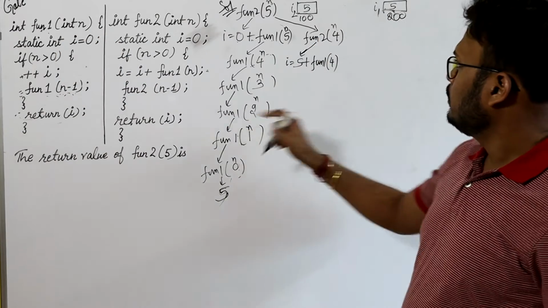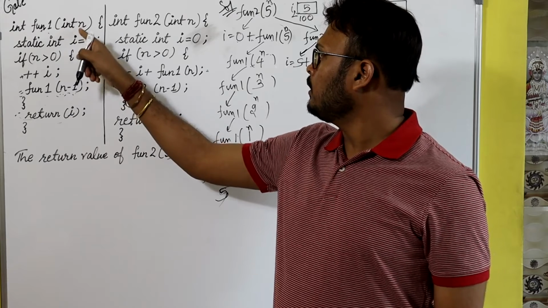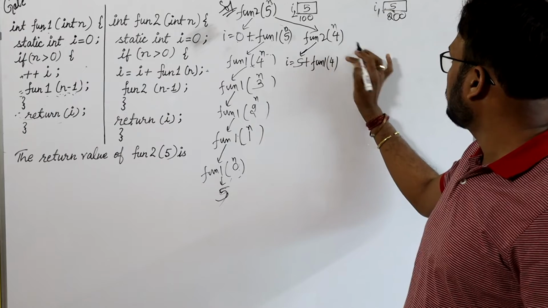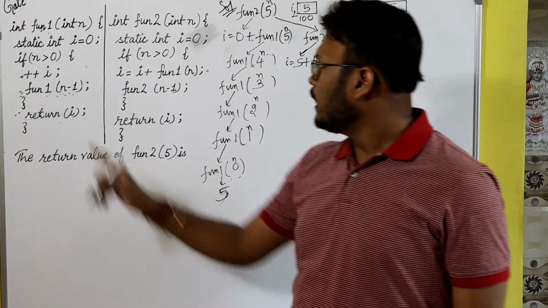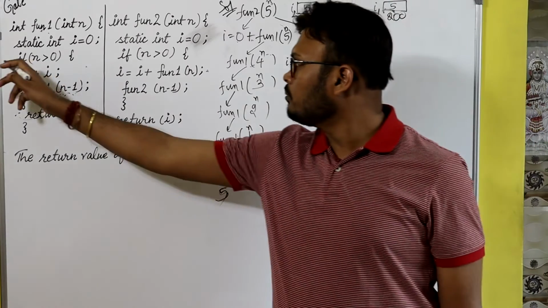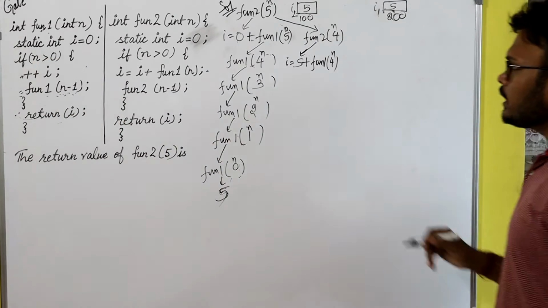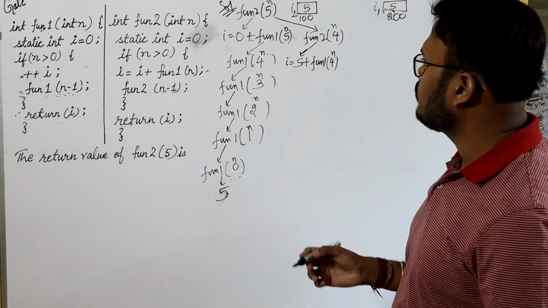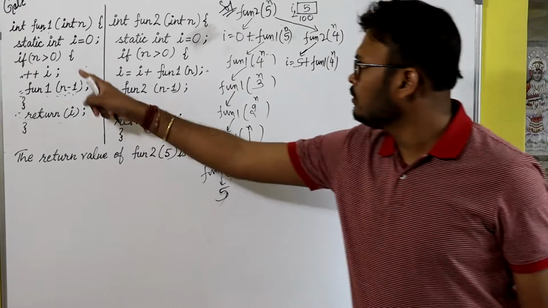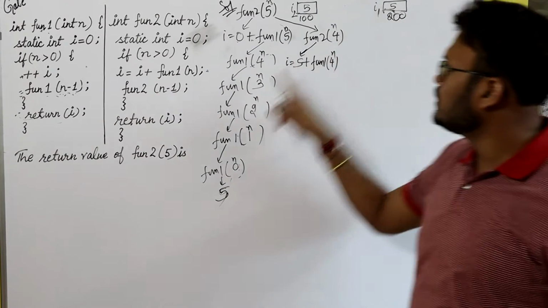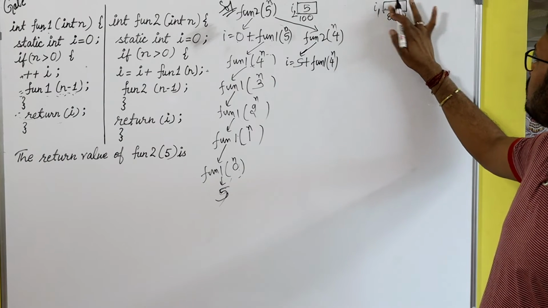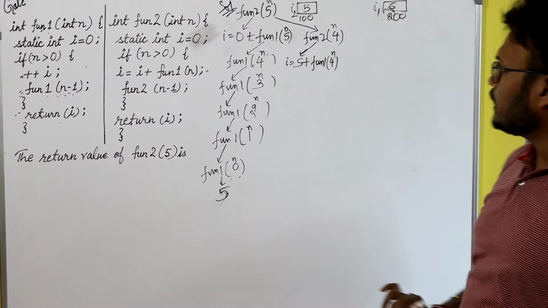Here in fun1, you see the local variable n, and its value will be 4, because 4 is passed. Fine. And now static int I, so no need to reinitialize the static variable. Now just come here. If n greater than 0, if 4 is greater than 0, yes, 4 is greater than 0. So plus plus of I. The value of I will be incremented. I am talking about I1, because I1 is for this function. So it will become 6 here.